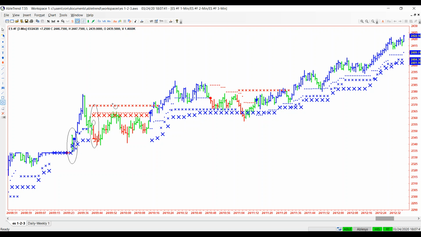I also have these smaller X's because I have a 1 minute, 2 minute, 3 minute chart. It's all combined into one. But I'm just looking at the one, we just want the big dot and the small X.